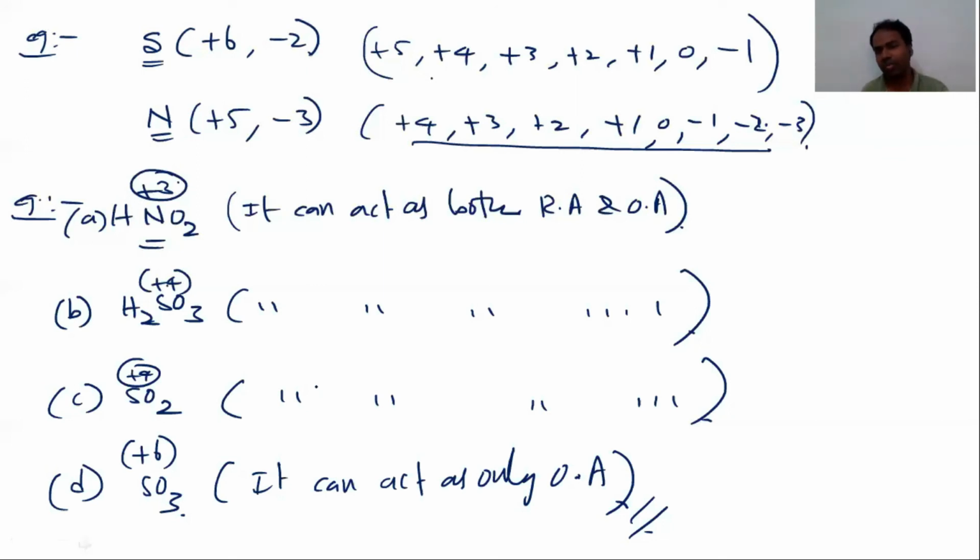There is one more main use of oxidation number. By using oxidation number, we can balance redox reactions. We will see the balancing of redox reactions in the next class.